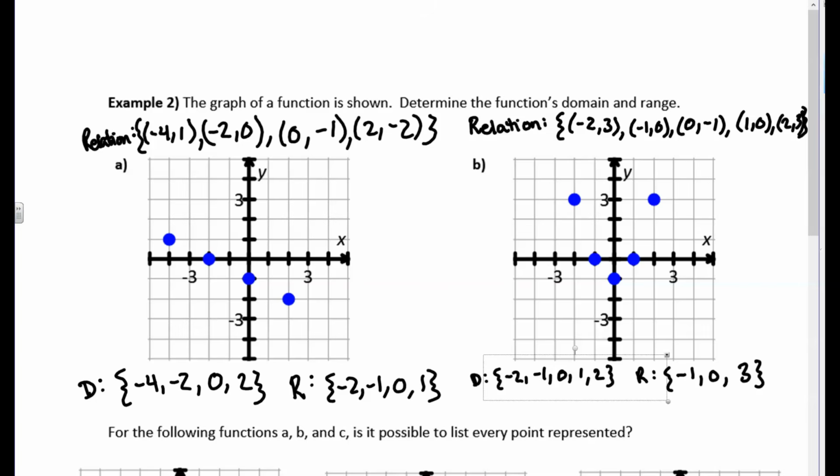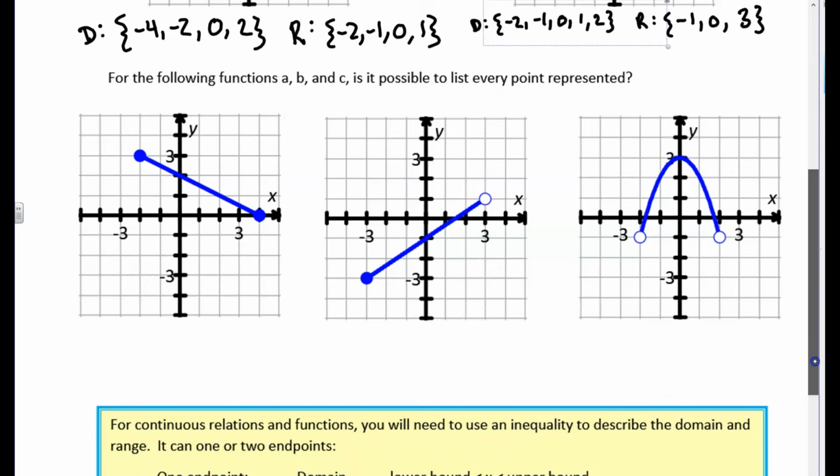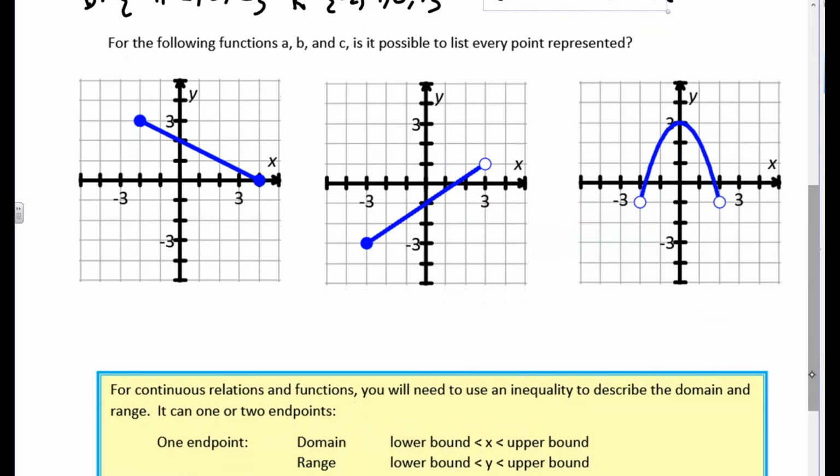Notice the range, because we had repeated values in the range, the only values we list are -1, 0, and 3. We don't list any of those twice. All right, so now let's take a look at how we would talk about domain and range when we have a function that is more continuous. So looking at the following functions, it's not actually possible for us to list every single point represented because we have points on these nice big dots, but we also have points at the fractional values. So there is a value for 0.1, there is a value for 1.99, and it's impossible for me to go through and list all of those values.